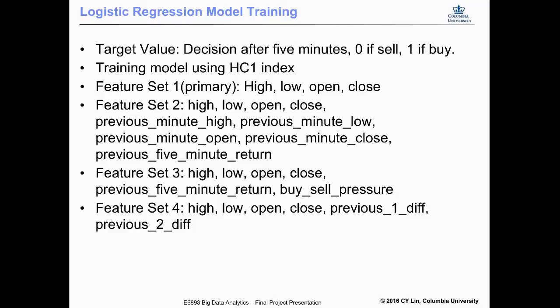For feature set 3, we use high, low, open, close, the previous 5-minute return, and the best sell pressure. And for the last feature set, we use high, low, open, close, and the difference between the closing price of this minute's data and the last minute's data. And also we use the difference in closing price between this minute's data and the previous 2 minutes' data.